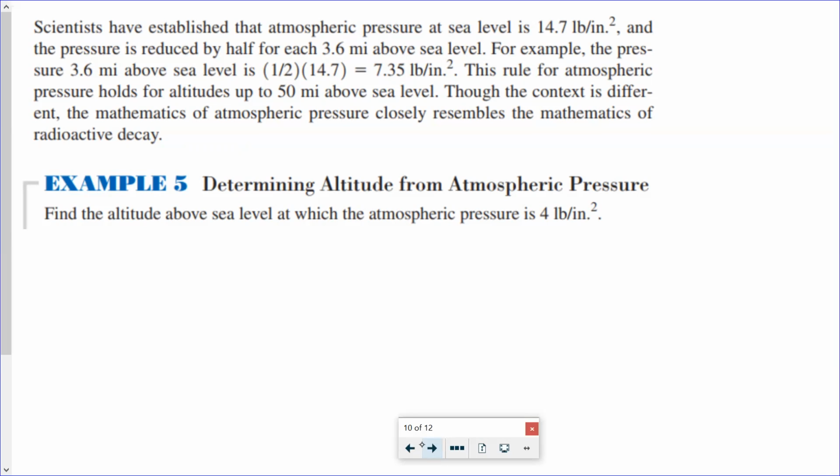Scientists have established that atmospheric pressure at sea level is 14.7 pounds per inch squared, and the pressure is reduced by half for each 3.6 miles above sea level. For example, the pressure 3.6 miles above sea level is 1/2 times 14.7, which is 7.35 pounds per inch squared. This rule holds for altitudes up to 50 miles above sea level. Though the context is different, the mathematics of atmospheric pressure closely resemble the mathematics of radioactive decay.